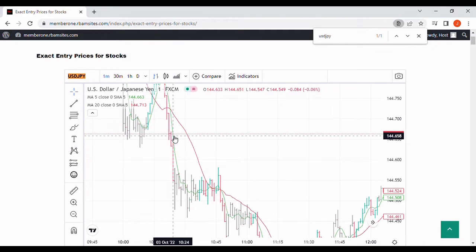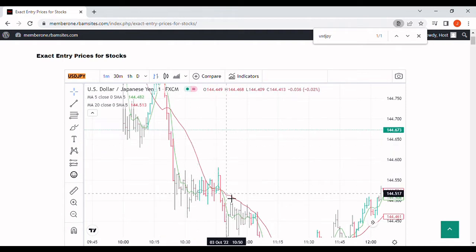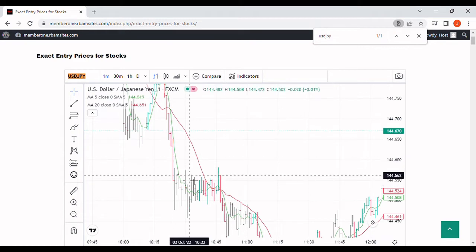You just take your close, which is 144.54, and see if we could get in at 144.54. So we could get in at 144.54. We could just get out right here, and that's 144.45. So you could have picked up almost 9 pips very easily without messing around with any of this sideways movement. You've been out in less than 5, 6, 7 minutes.